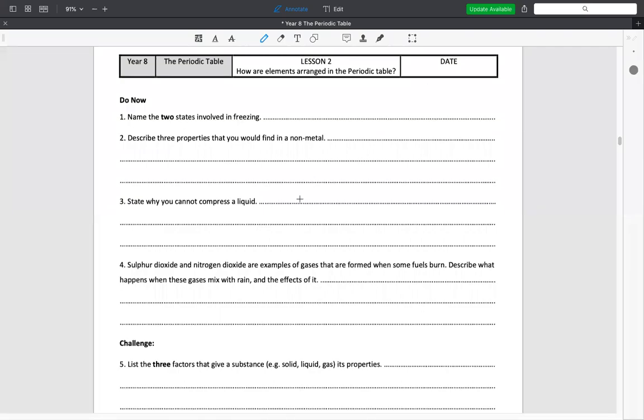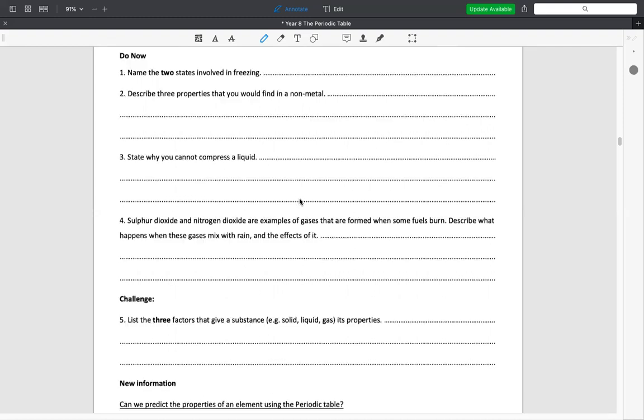Welcome back, guys. So today we're going to revise lesson 2, so looking at how elements are arranged in the periodic table. You might have wondered how Mendeleev knew where to place each element when he was designing the periodic table. You might have also wondered why each element is where it is on the periodic table, and we are going to look at this question in more detail, and hopefully by the end be able to answer it independently.